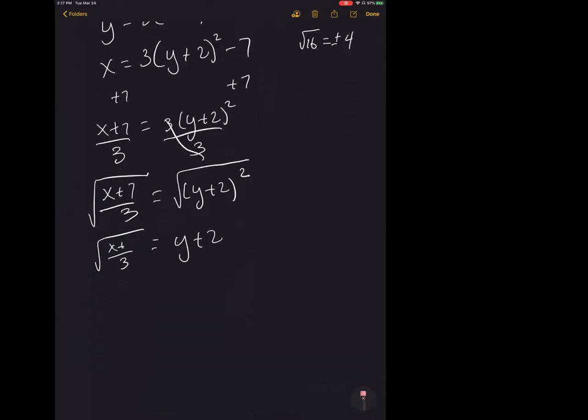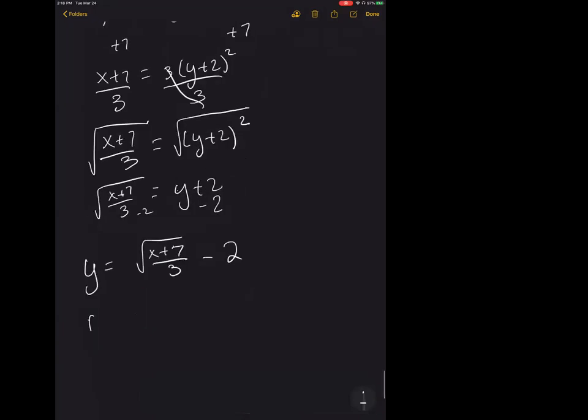Of course, the last step is to then subtract 2. So y is equal to the square root of x plus 7 over 3 minus 2 after I subtract 2 on both sides. And that right here is my inverse function.